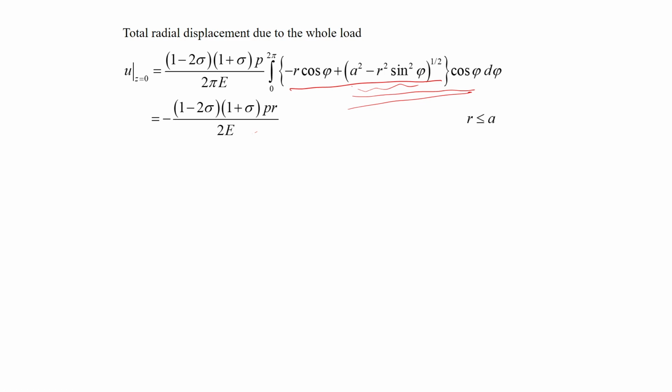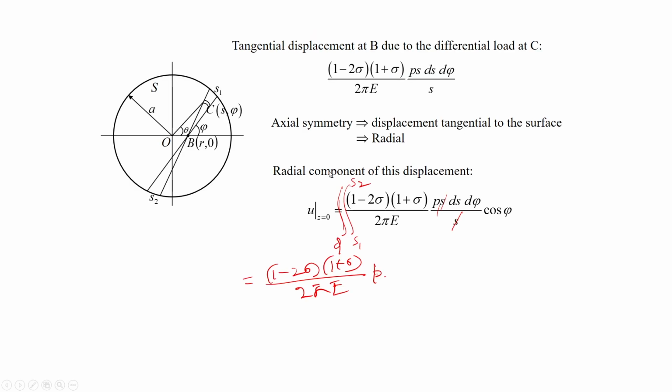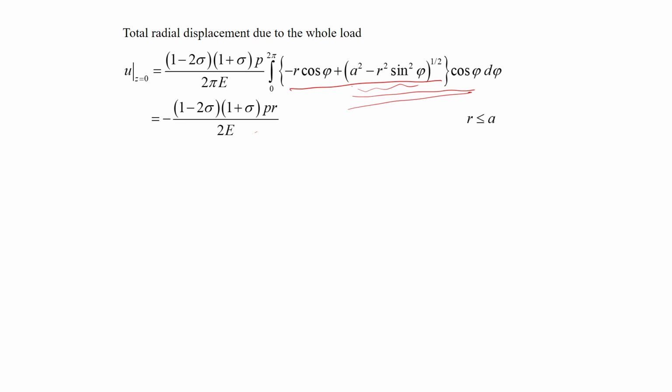Therefore, the horizontal displacement at any location on this area, at which the load is applied, will be radial, and it will increase radially from the center. This is within r less than or equal to a, that is, within the contact area. So, both V and U that we found so far are within the loaded area.